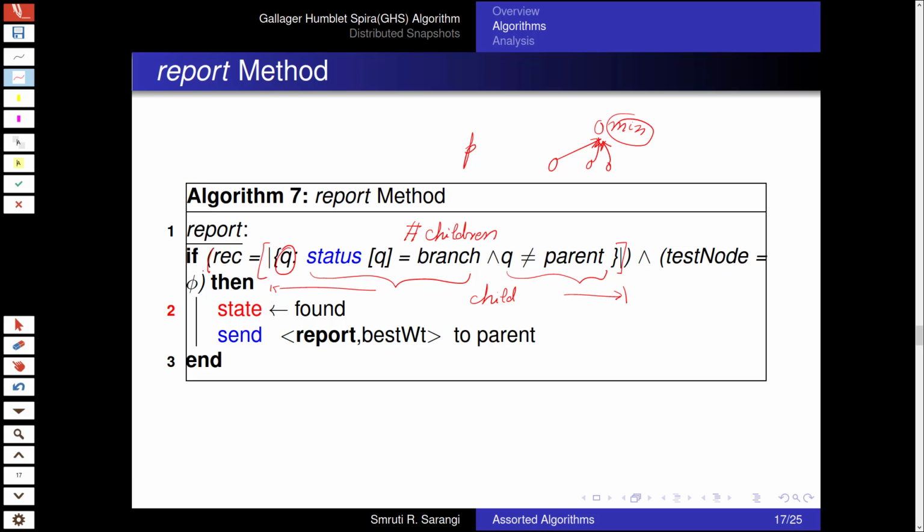So together the if statement means that my children are done with their job and I am done with my job. I set the state to found and I report as an honest child to my parent that look, I am sending you the report message. This is the best weight edge that I found. The best weight edge means, as far as I am concerned, for my subtree, this is the least weight outgoing edge. It's a valid least weight outgoing edge, and furthermore, the node on the other side agrees to connect with me. So I have an upfront commitment from the other node that it's not going to refuse.